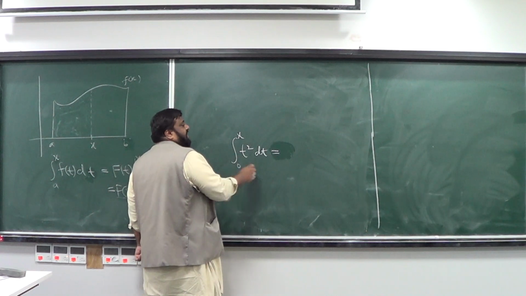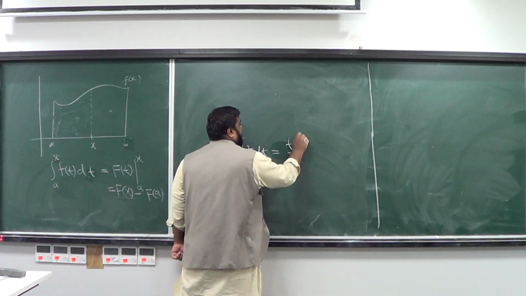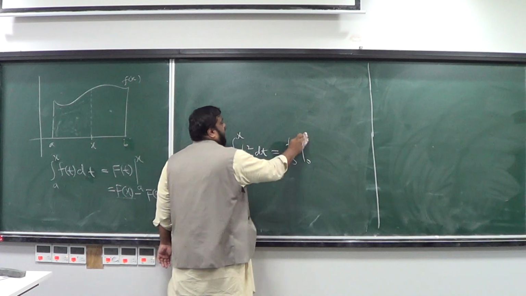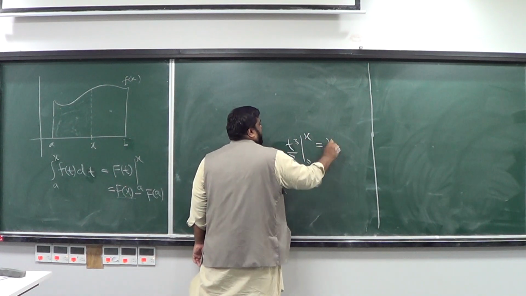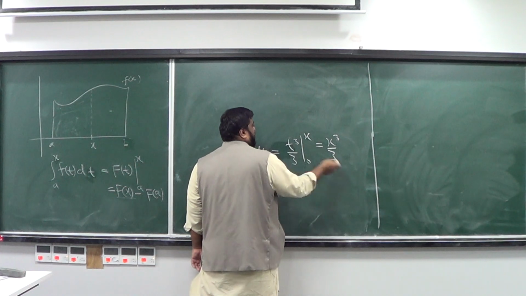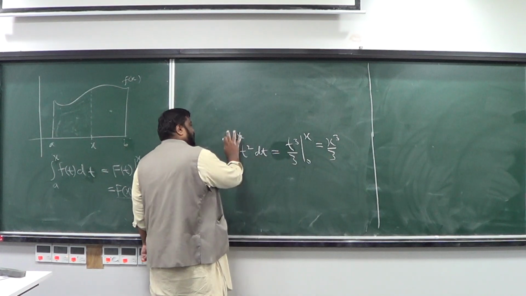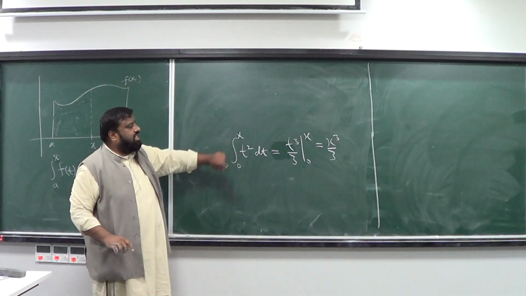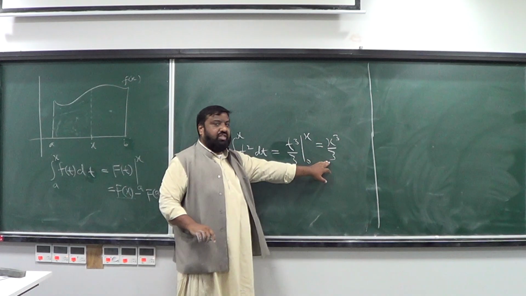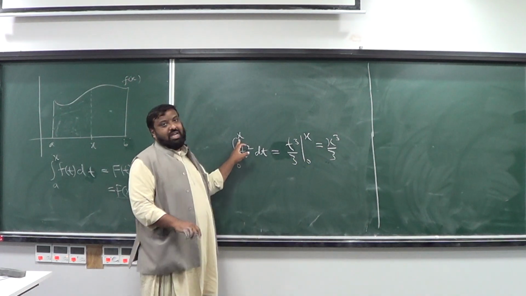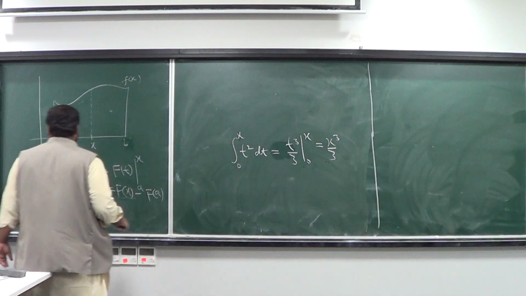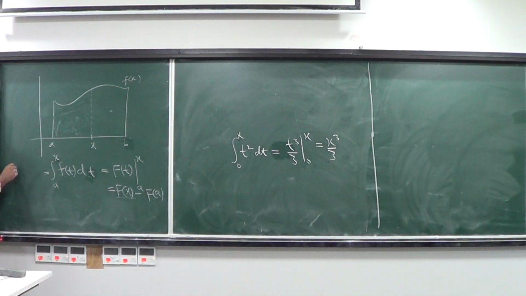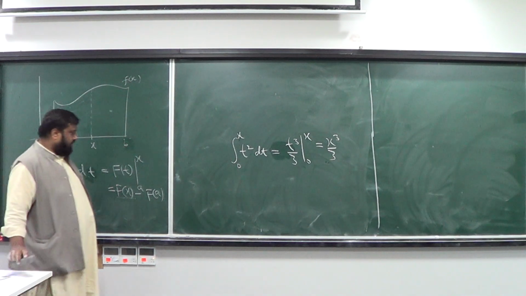So what would be the integral now? It's going to be t cube by 3, substituting 0 to x. By substituting x, you're going to get x cube by 3, and by substituting 0, you're going to get 0. So the output of such an integral in which one limit is variable is going to be a function of that variable. So I can say that this is going to be some function of x.